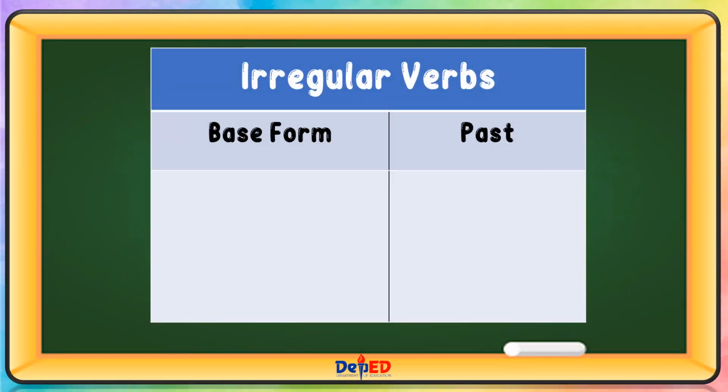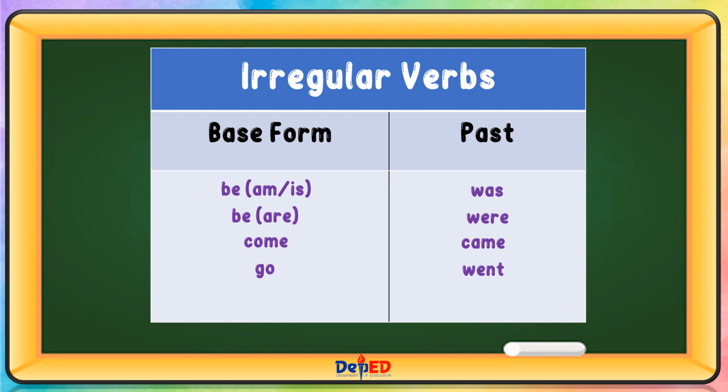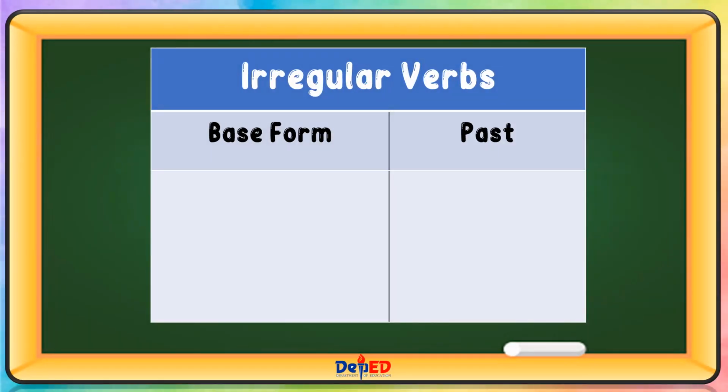Irregular verbs base form be, am, and is. Past is was. Be as are. Past is were. Come, came. Go, went. Know, knew. Irregular verbs think, thought.